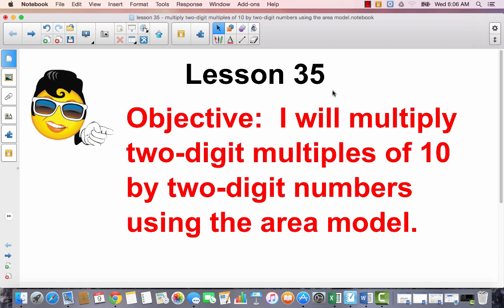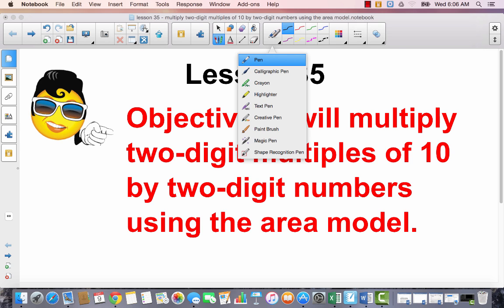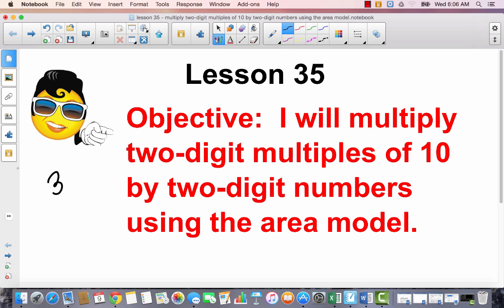Lesson 35, I will multiply two-digit multiples of 10 by two-digit numbers using the area model. So we're going to move away from division for a little bit and talk about multiplying. We've already learned the standard algorithm of multiplying a two-digit number times a one-digit number. Now we're going to talk about a two-digit number, like the number 35, multiplied by a multiple of 10. So I might take 35 times 40, because 40 is a multiple of 10.